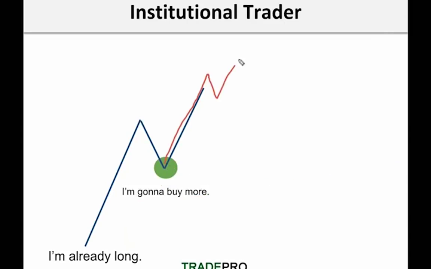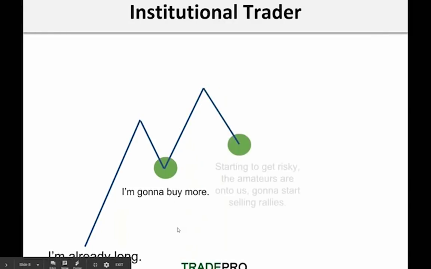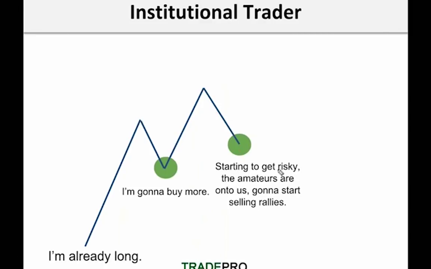They're saying, the next dip I'll buy. Institutional traders or professional money is already long. They already have a position staked out. And then what does the institutional trader think on the next dip? They say, you know what, this is now starting to get risky. The amateurs are starting to buy. The retail traders are starting to move in.